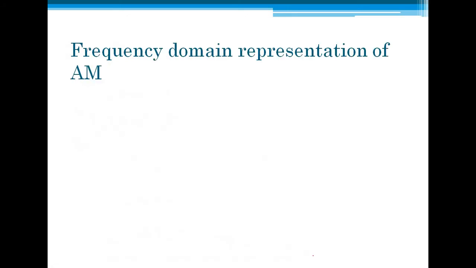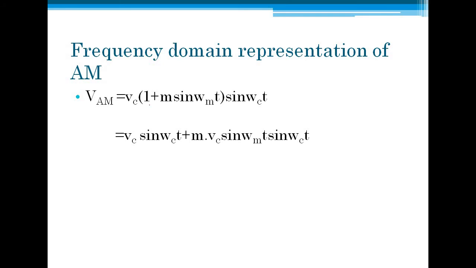Now we are representing the same signal in the frequency domain. So for the frequency domain, we are taking the actual equation. Vm is equal to Vc 1 plus m sine omega mt sine omega ct. Now we just open the bracket. So Vc remains as it is. Vc into 1 is 1 multiplied by sine omega ct, so this term comes out to be the same. Vc into m sine omega mt into sine omega ct comes out to be the second term.